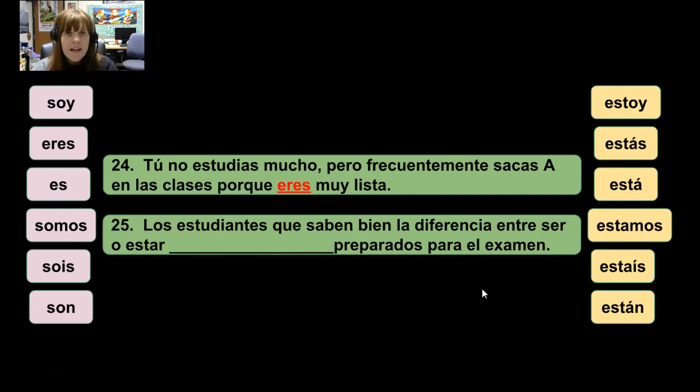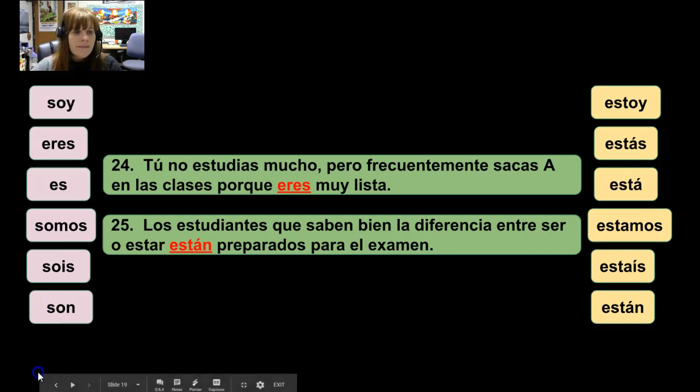And finally, our last one, por fin, número 25. Los estudiantes que saben bien la diferencia entre ser o estar están preparados para el examen. So the students that know well the difference between ser and estar are well prepared for the exam. Es el fin de la lección of ser and estar. It's the end of our lesson today.